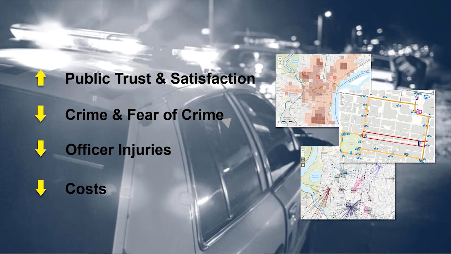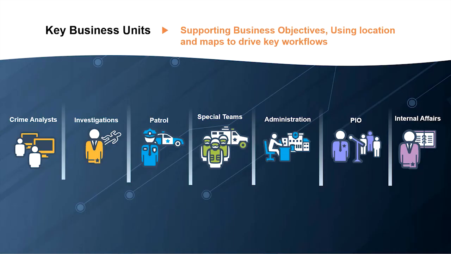But what other missions can GIS support? We see maps supporting all the key business units of a typical law enforcement agency. From the crime analysis unit using GIS for crime mapping and analysis to support all the other units, to detectives using maps to support investigations and for caseload management, or when performing a neighborhood canvass. Patrol uses maps to dispatch to calls for service and to manage directed patrols to address specific crime problems. SWAT teams might use maps for tactical planning and real-time situational awareness.